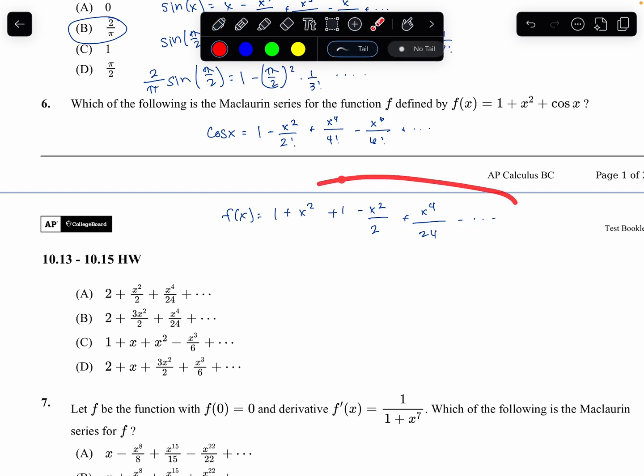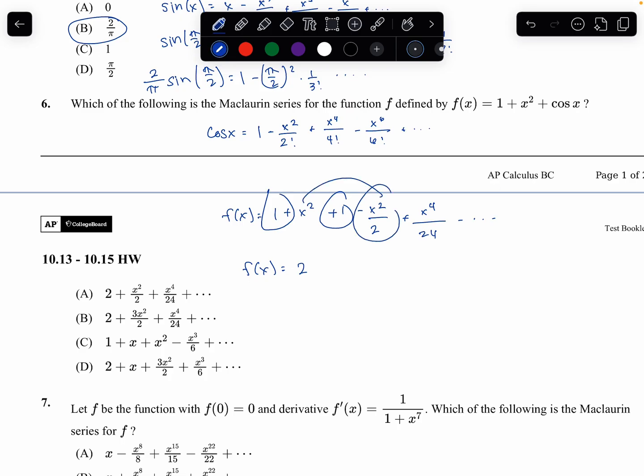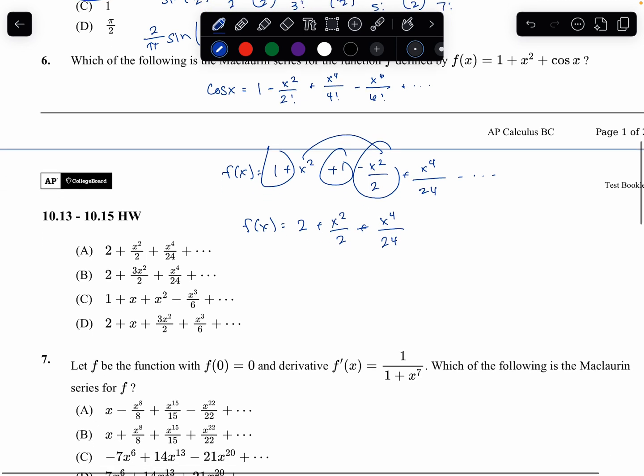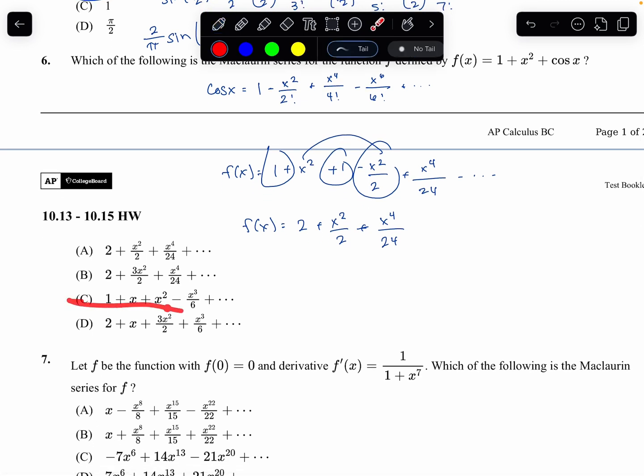And then I'm just going to combine like terms. So I'm going to get f of x is equal to 2, because we got 1 and 1. And then we have x squared minus x squared over 2, which is going to be plus x squared over 2, plus x to the 4th over 24. Alright, and then we basically have our answer, so it's not going to be C, it's not going to be D, it's going to be A.